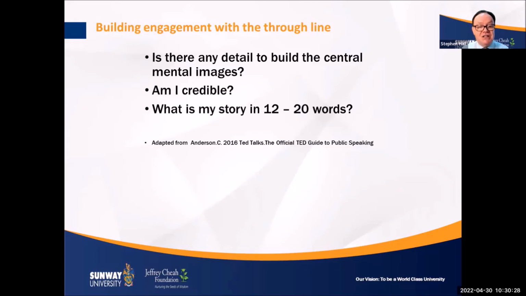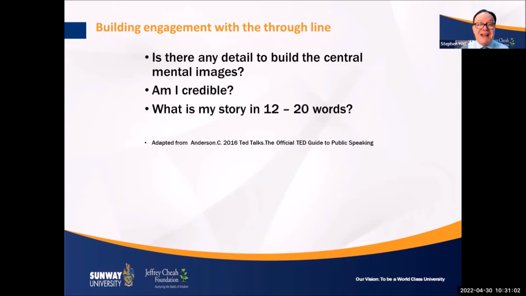Is there enough detail to build a picture? Are you credible? In other words, do you know your sources? You can even acknowledge your sources. And have you thought through what you're going to present, so that you can actually condense it to a 12 or 20 word story, an elevator pitch? Like for those of us who've done doctorates, people usually ask you, what was your doctorate in? And you have it down to a 20-word story for those who are not really interested.